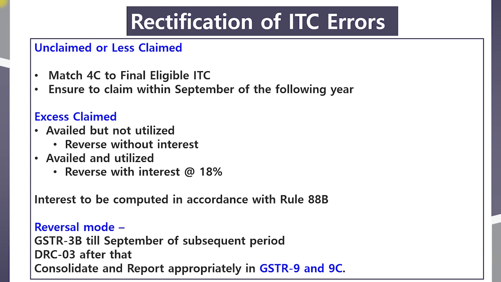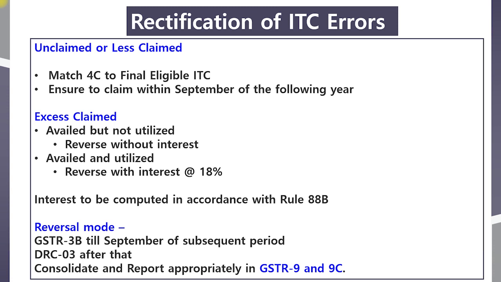Suppose, owing to all this elaborate reporting, we have by mistake claimed excess credit and such ITC is availed but not utilized, then it has to be reversed without interest. Alternatively, if it is availed and utilized, then it has to be reversed with interest at 18%. The new rate for ITC reversal after utilization is 18%. This has already come into force and it has to be computed in accordance with Rule 88B, which has been notified again with effect from 18th June. Of course, it is a retrospective amendment. But yes, we will follow the principles laid out in this Rule 88B for the computation.